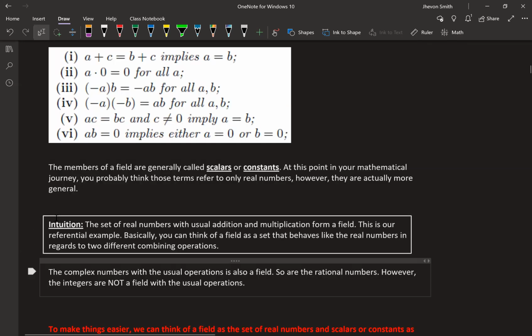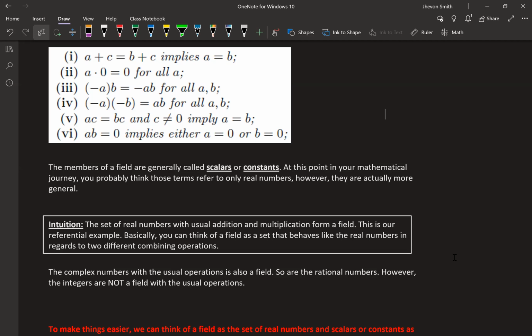So the intuition here, if you want to think of these with a more concrete example in mind, is of course the real numbers. The set of real numbers with addition and multiplication form a field. So that's your referential example. Basically a field is any set that behaves like the real numbers behave, with two operations that you can think of as analogous to addition and multiplication. But it doesn't have to be the real numbers. It can be anything else. The rational numbers also form a field, so the set of all fractions would form a field. The set of complex numbers would form a field.